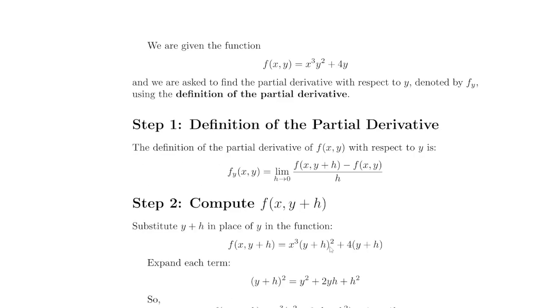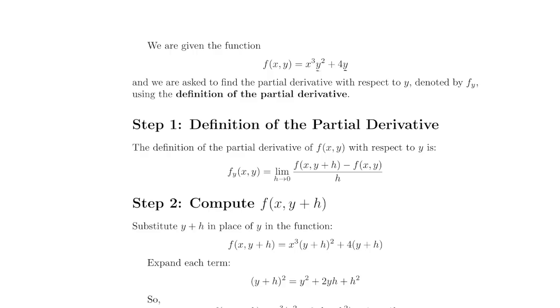So let's first compute f(x, y + h). For every y value, we're going to replace it with y plus h. So if we look at here, there are two y's. So we're just going to put parentheses y plus h instead. So that gives us x cubed times (y + h) quantity squared plus 4 times (y + h).